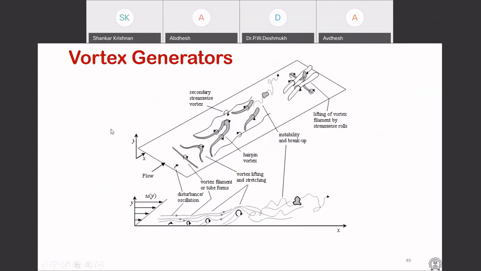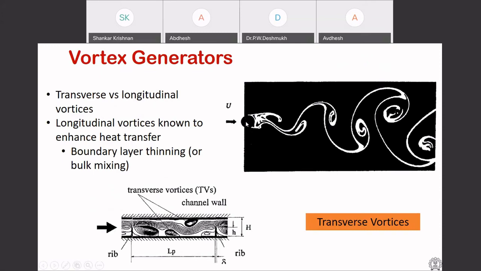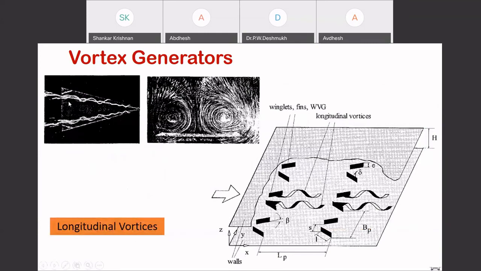And as I said, vortices can be shed whenever you have flow over a very sharp blade or some sort of a cylinder. For example, here, these are called transverse vortices, and transverse vortices are known to only provide a certain amount of mixing. They don't do much heat transfer enhancement. However, if you shed longitudinal vortices, there is boundary layer thinning that happens, and so longitudinal vortices are preferred, and you can obtain longitudinal vortices using these so-called delta winglets, as you can see here.